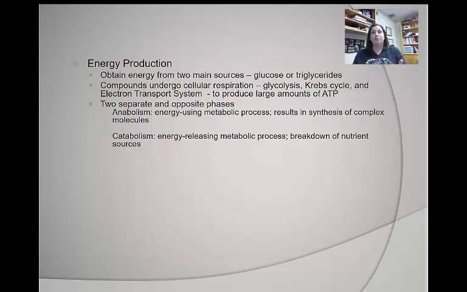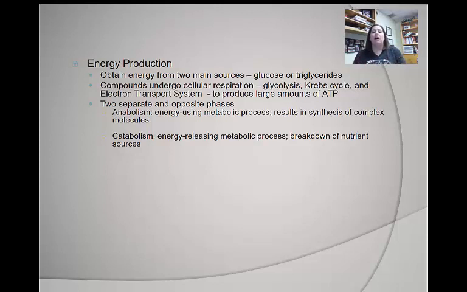Now, there are two separate and opposite phases when we look at how this energy is going to be used. There's what we call anabolism. Anabolism is where we're going to use the energy to create something, make something. And this is a metabolic process where we're making things. This results in the synthesis of complex molecules like proteins, like when you want to build muscle, or when you need to make new DNA, or when we want to store energy. So they're going to build things.